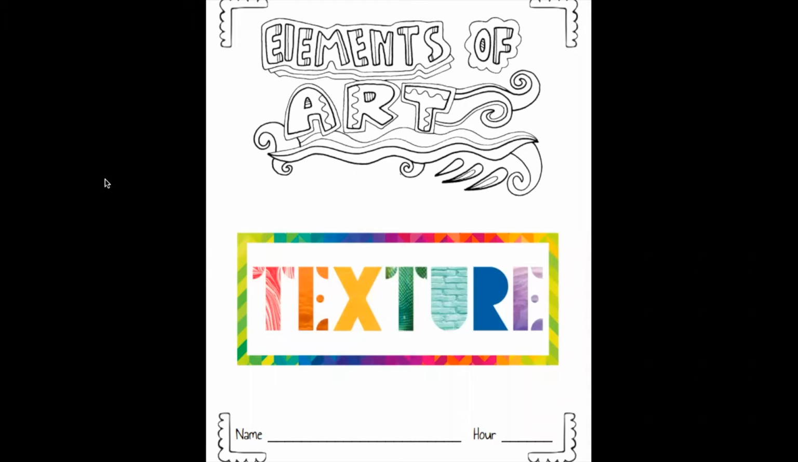So for this unit, we're going to be talking about the element of art texture, and we're going to do a couple activities today in our sketchbook just to kind of get our brains thinking about the vocabulary, and then we will jump into our project.